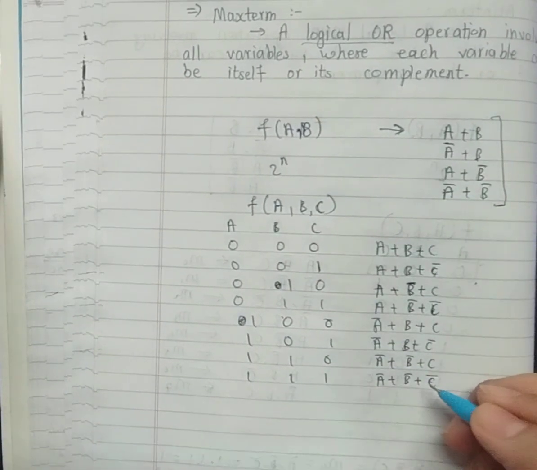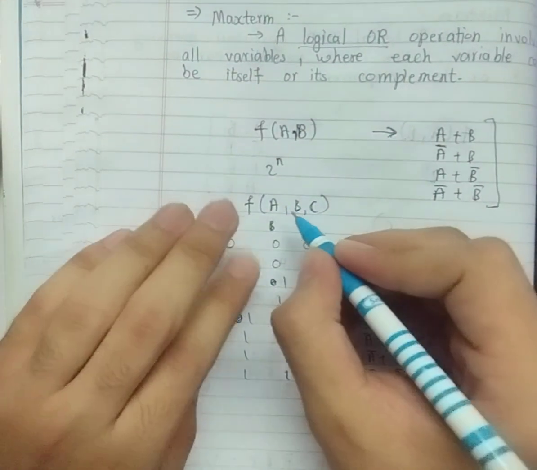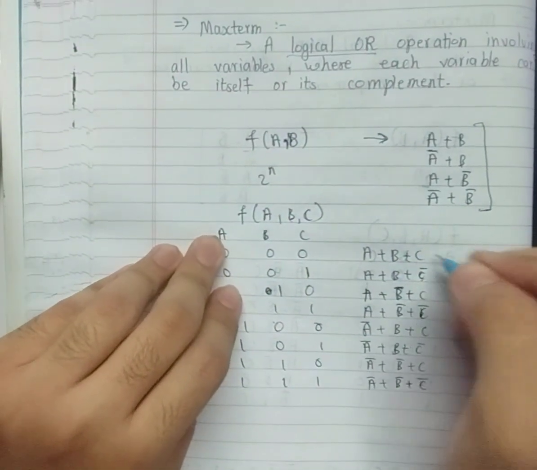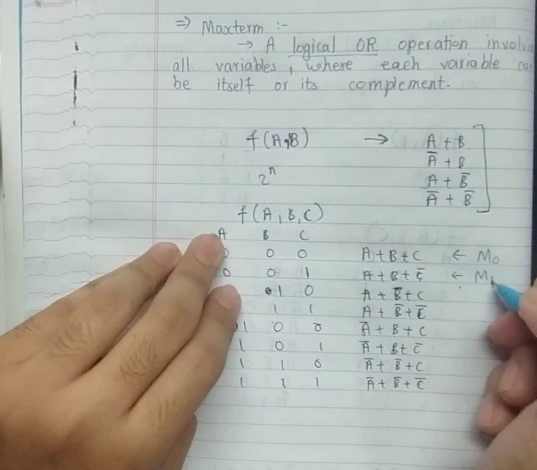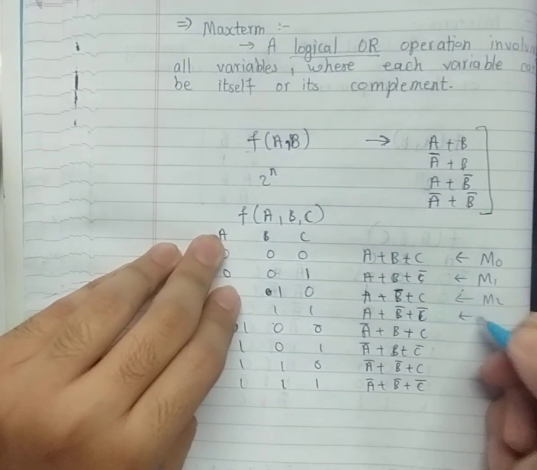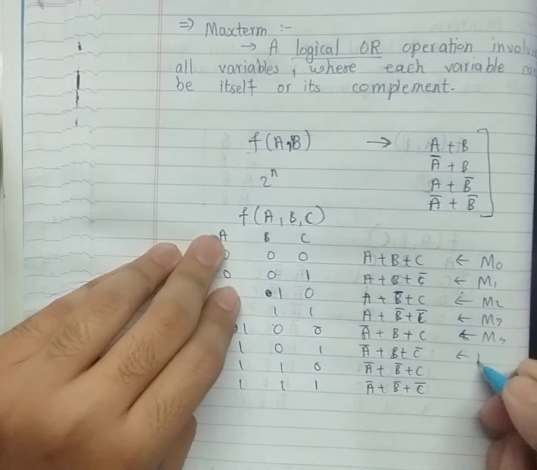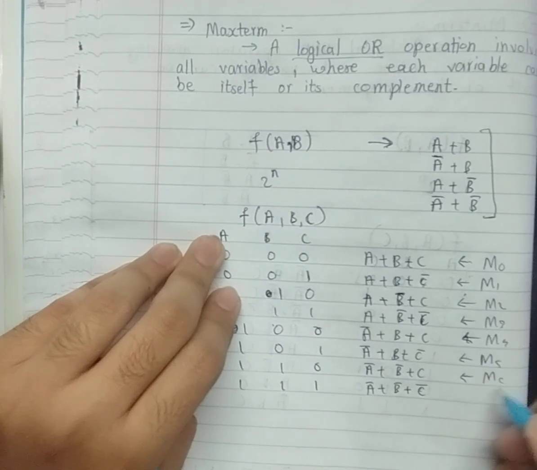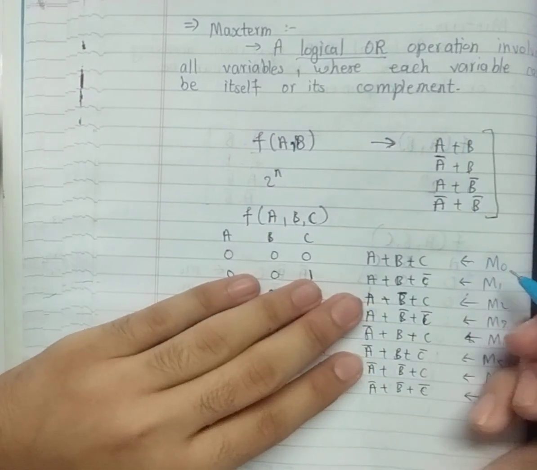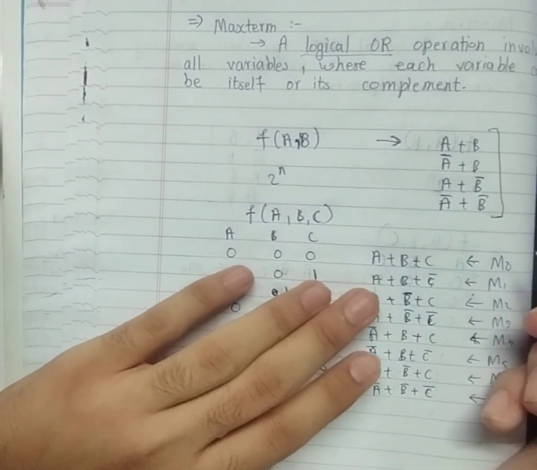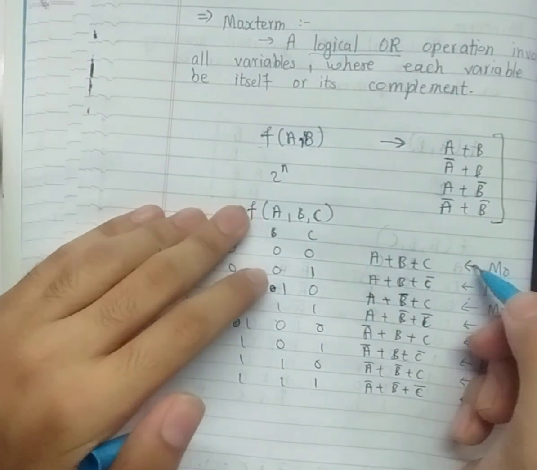So these 8 are all the possible max terms for this three variable boolean function, and we can name these max terms as capital M0, capital M1, capital M2, capital M3, capital M4, capital M5, capital M6, and capital M7. So we can name this as capital M0. In minterm we wrote it as a small m, and here for max term it will be the capital M.